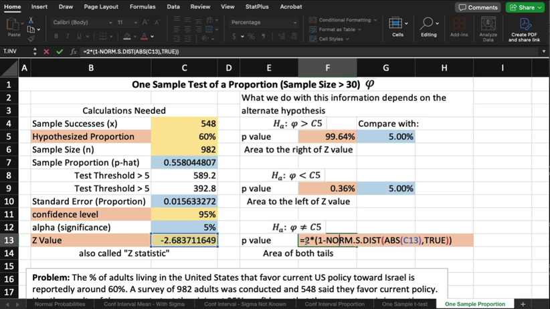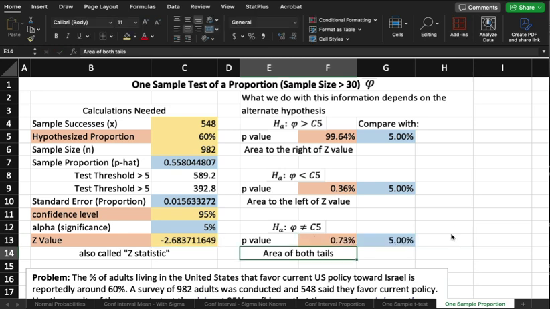Okay, I'm just going to say that whole thing one more time. In cell F13, you type equals 2 times, parenthesis, 1 minus norm.s.dist, another parenthesis, ABS, another parenthesis, C13, and now close the parenthesis, comma, true, close parenthesis, close parenthesis. Hit enter. Okay, and with our data that we typed in, that should be 0.73%.